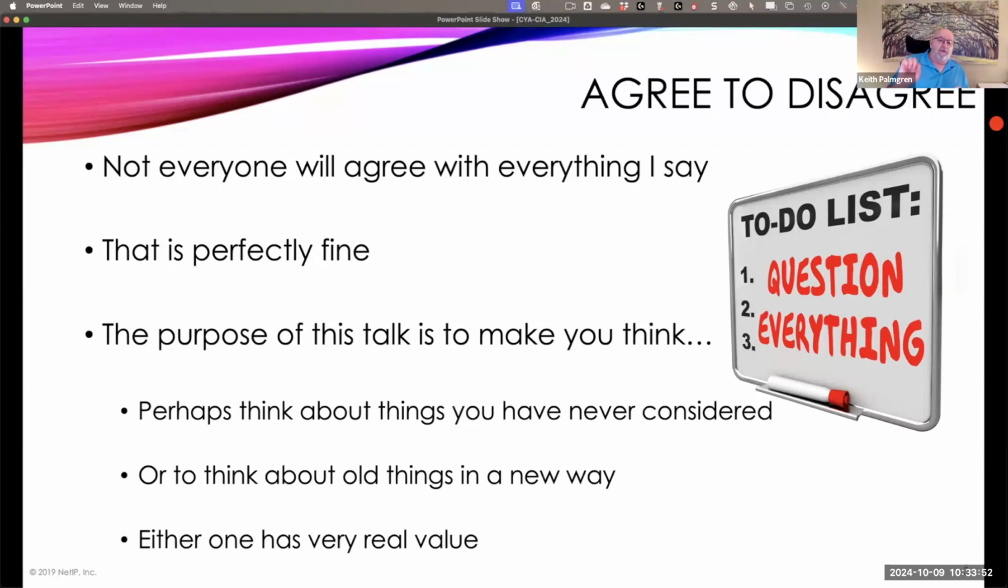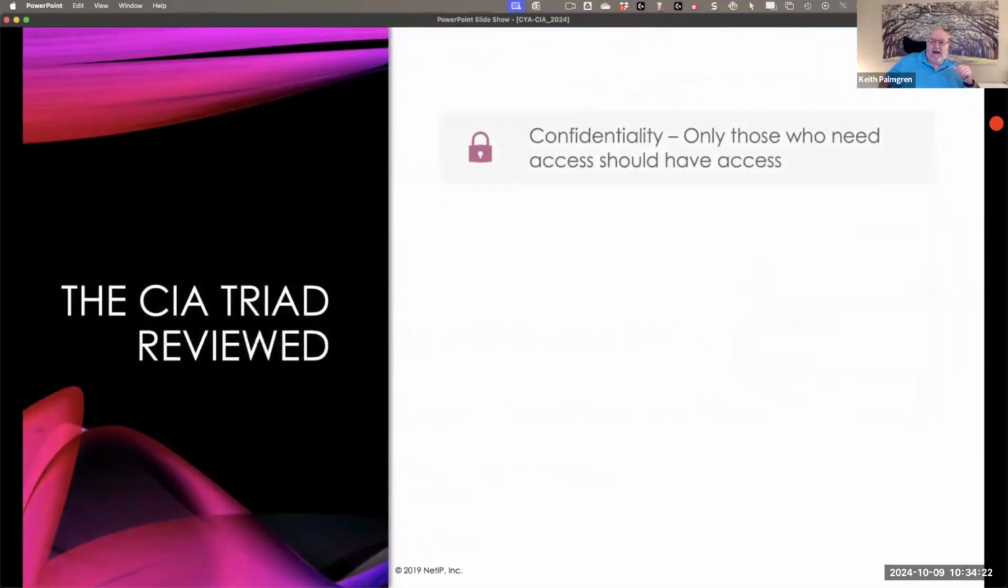If I make you stop and think about things you have never thought about before, that's good, or perhaps things you have thought about before, but I make you think about them in a new and different way, I think there's very real value in that. At the end of the day, we can agree or we can disagree, but if we are thinking about these things, then that's a path forward. And I think that's very, very important. So that's what we're going to work on doing here on this lovely day.